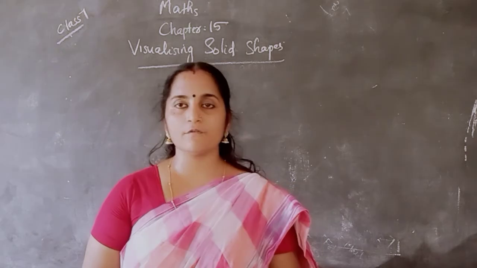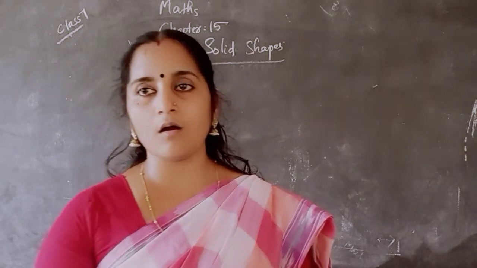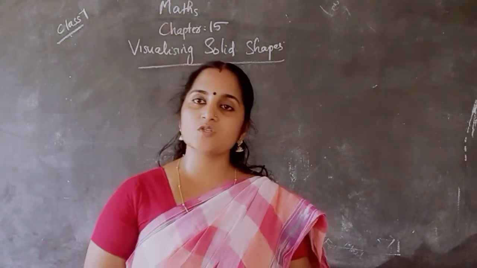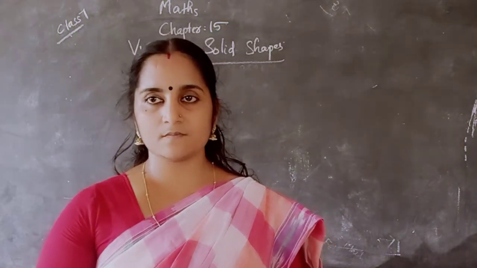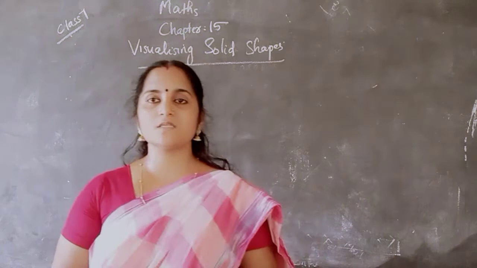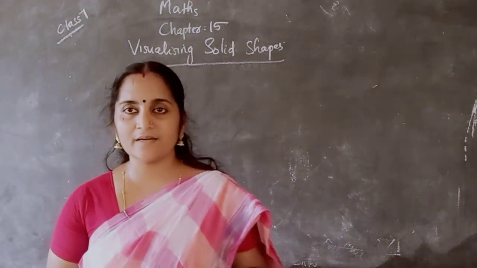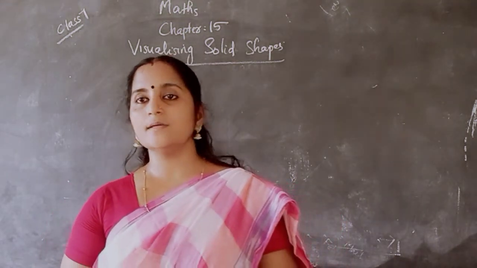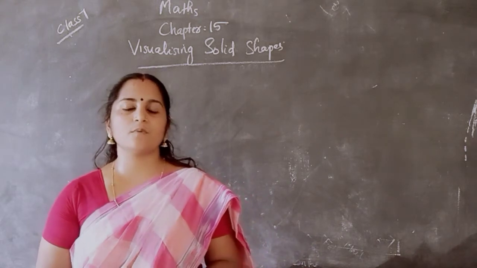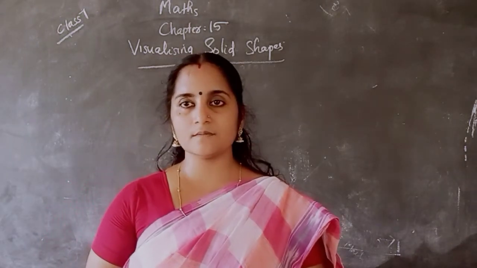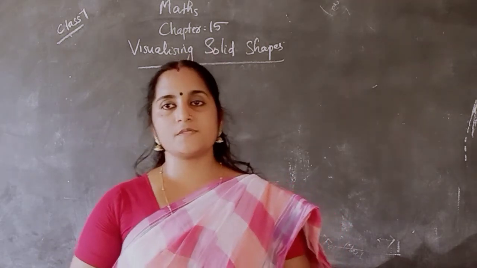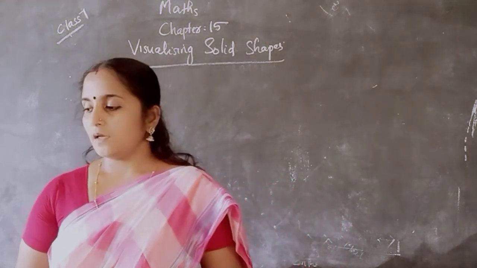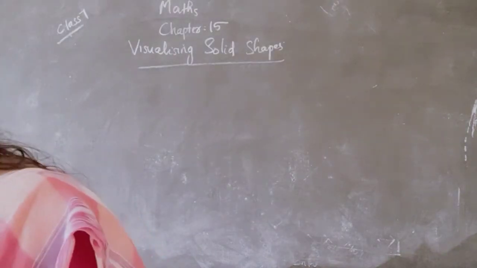These types of objects are called three-dimensional figures or solid shapes. Three dimension means length, breadth and height together. These type of figures are called solid shapes. Look at the first one.